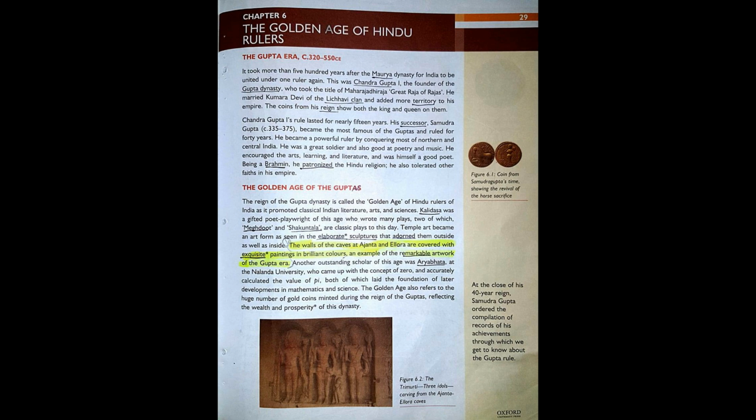The walls of the caves at Ajanta and Ellora are covered with exquisite paintings in brilliant colors, an example of the remarkable artwork of the Gupta era. Another outstanding scholar of this age was Aryabhatta at the Nalanda University, who came up with the concept of zero and accurately calculated the value of pi, both of which laid the foundation of later developments in mathematics and science.